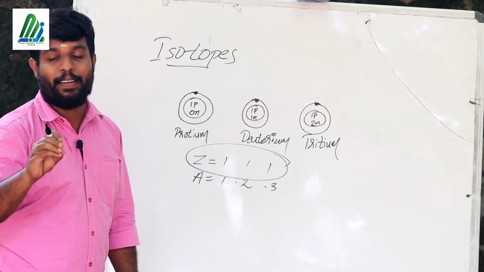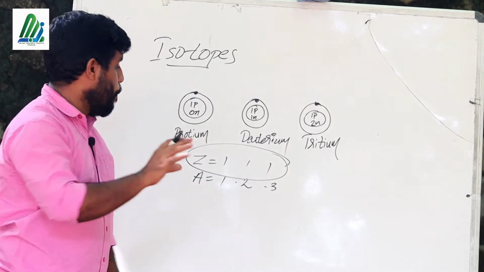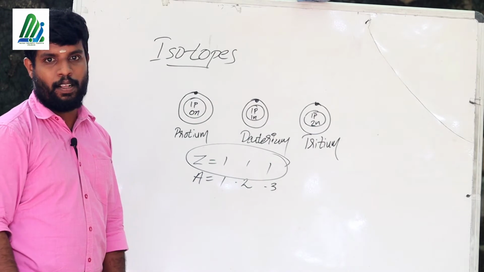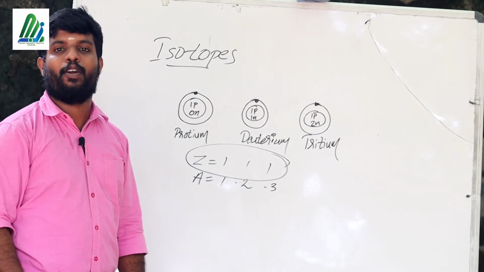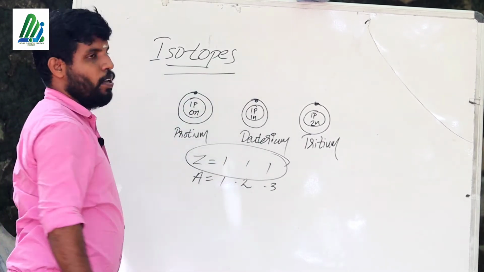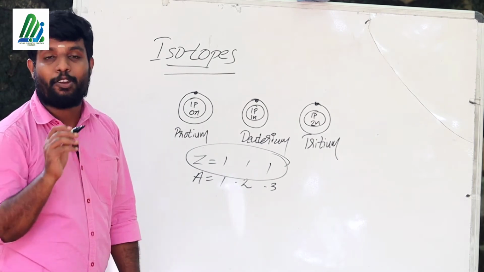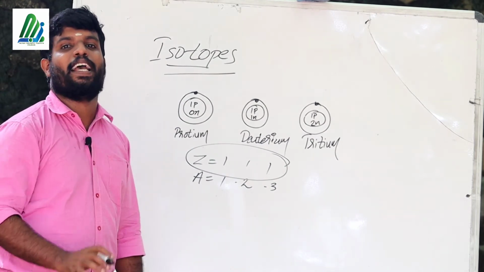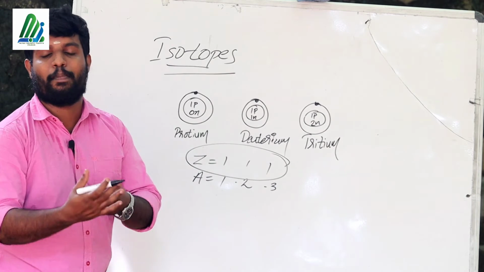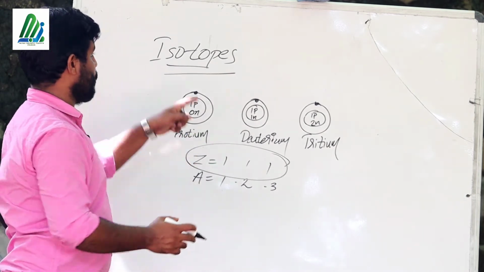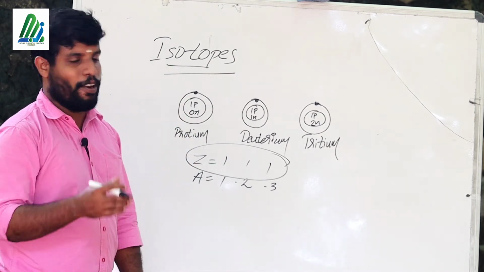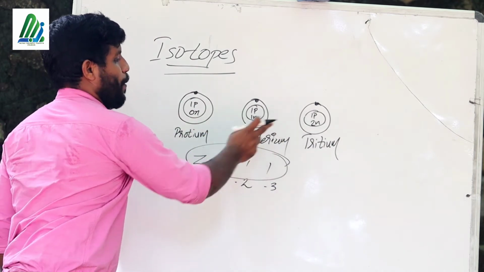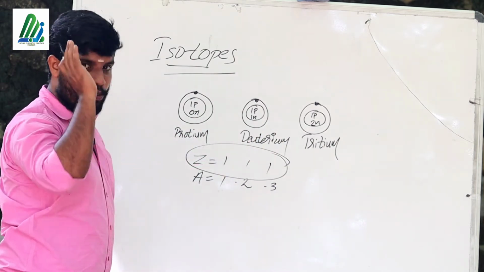So atoms of the same element whose mass numbers are different, such types of atoms we call isotopes. Atoms of an element with the same atomic number but different mass numbers are known as isotopes. For example, protium, deuterium and tritium are the isotopes of hydrogen.